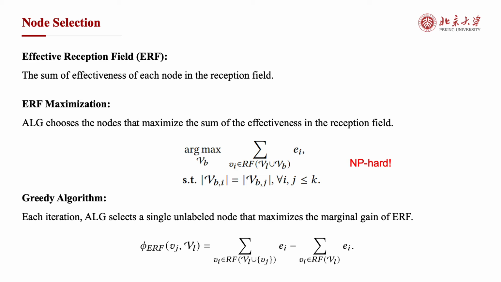However, this problem is NP-hard, so we propose a greedy algorithm that iteratively selects a single unlabeled node that maximizes the marginal gain of ERF. We also prove that the greedy algorithm obtains an ERF which is no worse than half of the optimal solution.